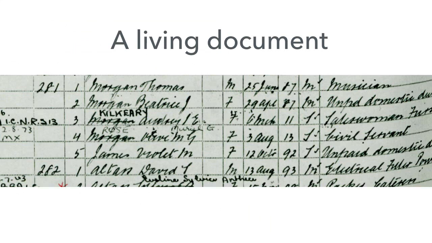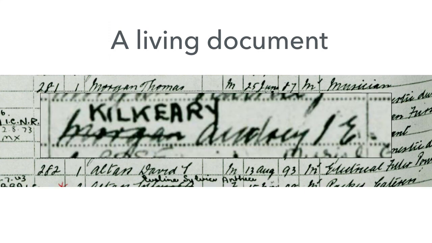So here's an example. You can see there's an Audrey Morgan living as a daughter of Thomas and Beatrice Morgan. And we can see here that she later married. She became a Kilkiri later in life. So that's even more information that we may not have known.